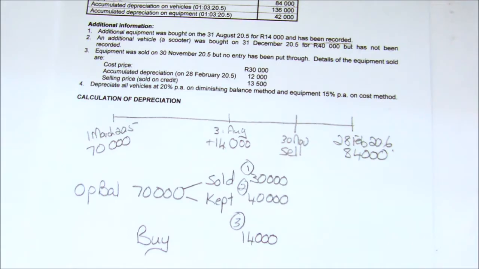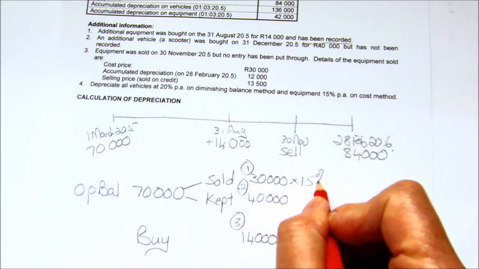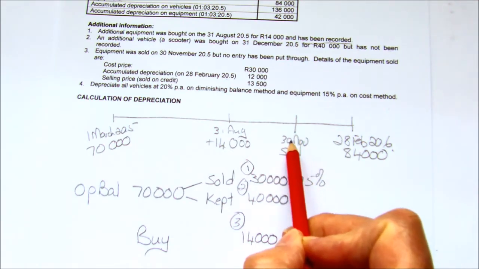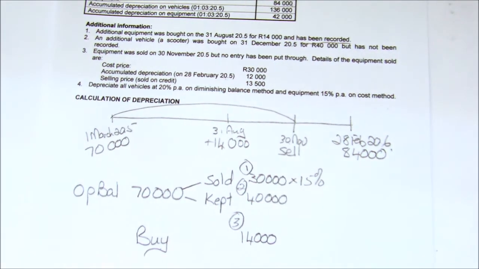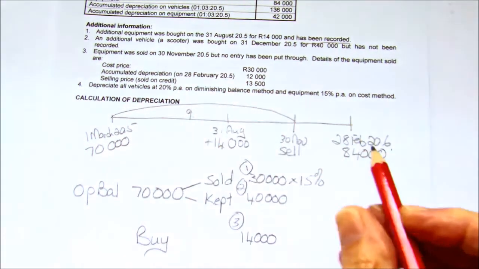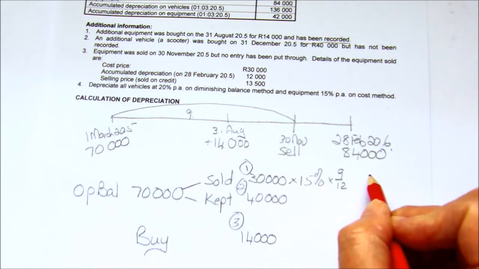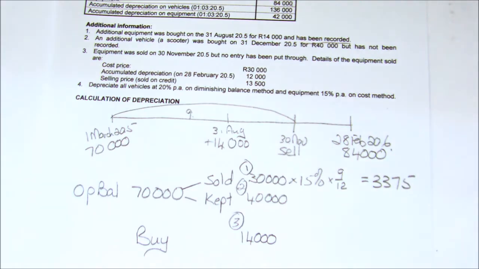And because of the time periods, you're going to have to work out the depreciation separately. So the one that I sold over here, yes, the depreciation is 15%. I am selling it on the 30th of November, so I've had that for that period of time. And if you work that out, that is a period of 9 months. So your depreciation there will be 3,375.